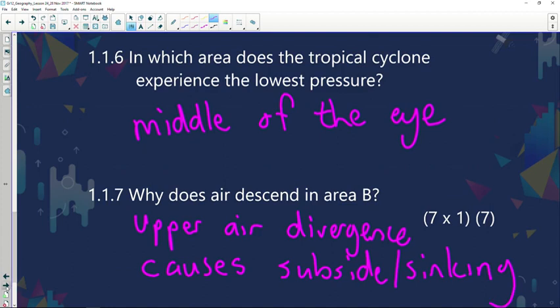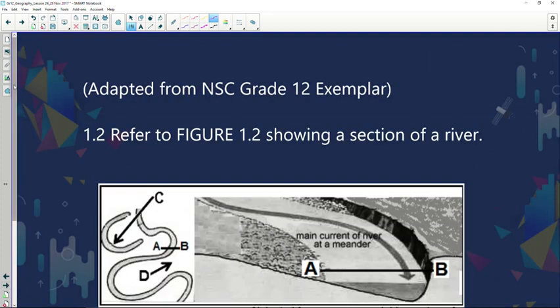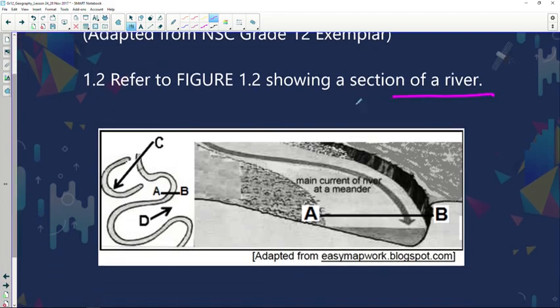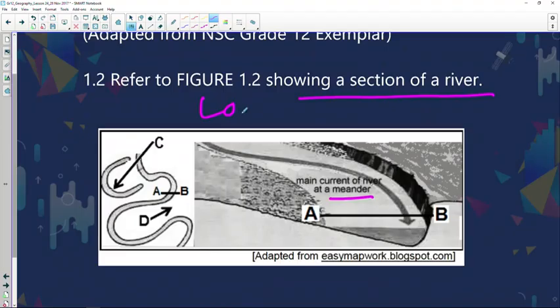Let's continue with question 1.2, showing us, if you look at the diagram, figure 1.2, a section of a river. Immediately before we look at the questions, let's quickly identify this. First of all, I pick up on a couple of things. The term meander. And I know meandering only takes place in the lower course of the river. Why? Because it's where deposition takes place. And if you look at the characteristics of meandering, you've got the cut-off slope and the slip-off slope.